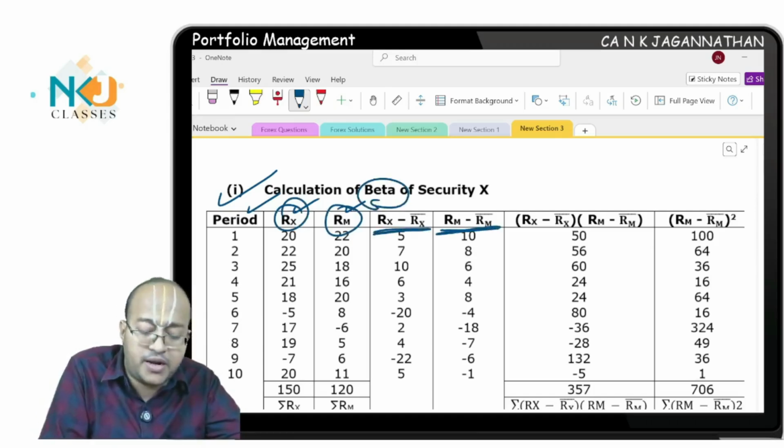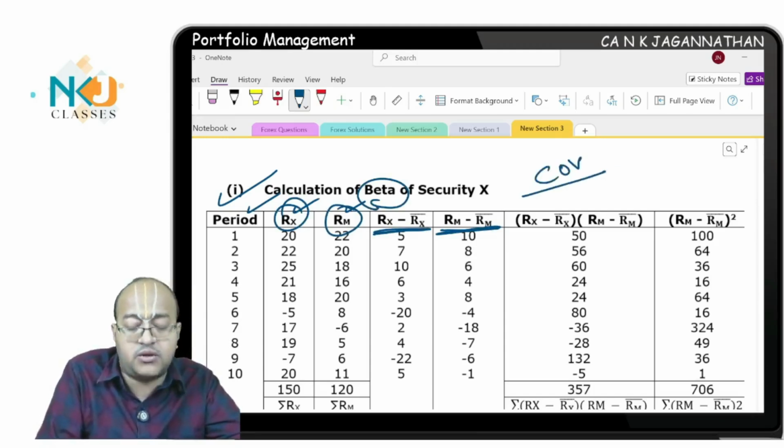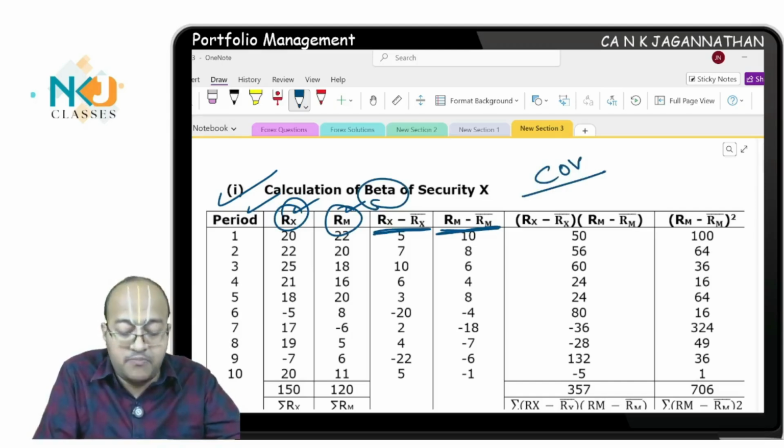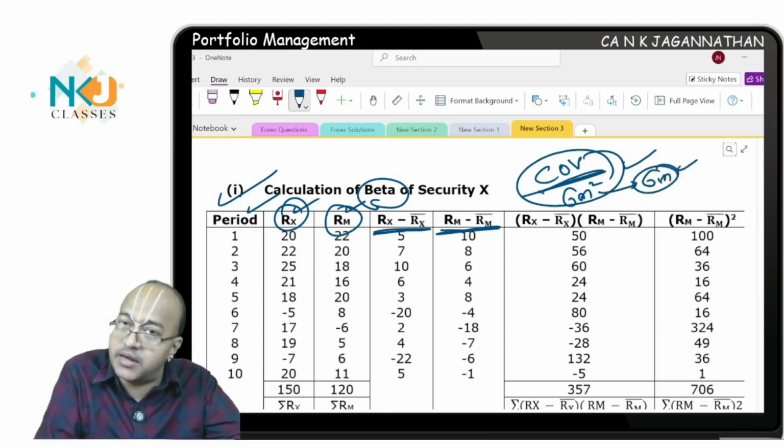See, we need to find beta. For finding beta, we require covariance. Contextually you need to understand they have given the historical data, and we need to find beta from the data. So here you have covariance divided by sigma m square. This is the formula they are using. You need sigma m for this formula, correct? First thing. Then you need the covariance of S and M.